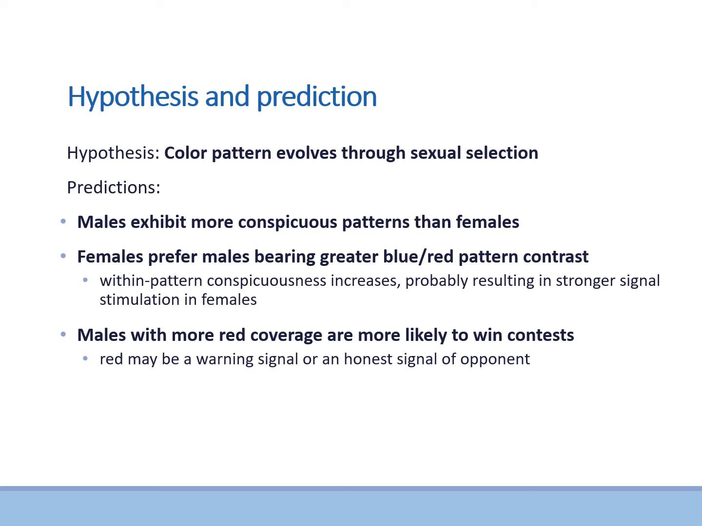We hypothesize that color pattern evolves through sexual selection in this species, and we have made three main predictions. First, males exhibit more conspicuous color pattern than females. Second, females prefer males bearing greater blue and red color pattern contrast, as the within-pattern conspicuousness increases. Third, males with more red coverage are more likely to win contests, as red may be perceived as a warning signal of the opponent.